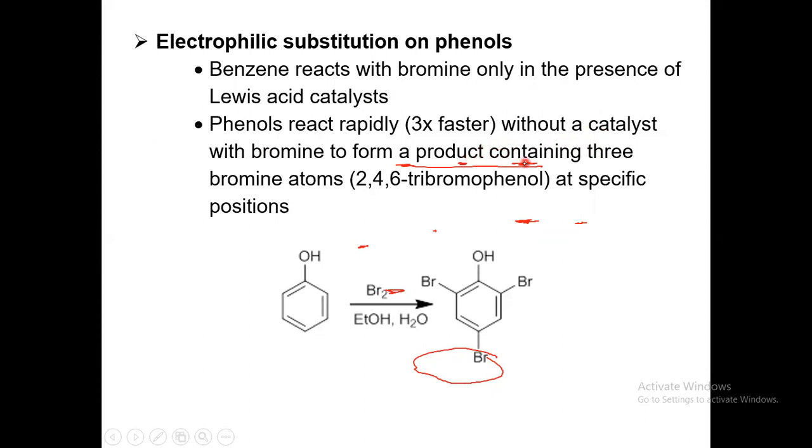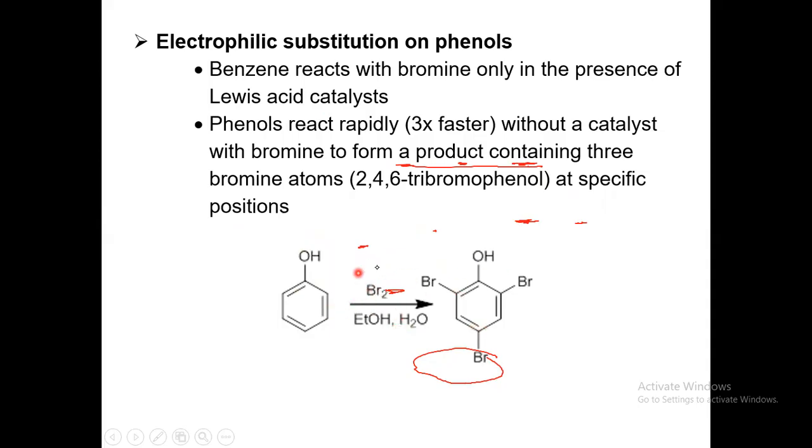with bromine to form, now, not a monobrominated product, but a tribrominated product. Very important. We want to prove that it is so reactive. The reactivity has been enhanced so that we don't need a catalyst. Even without a catalyst, it is faster than benzene with a catalyst. And even without that, we are getting a tribrominated compound, when the normal one was given as just monobromination. And then it occurs at specific positions.